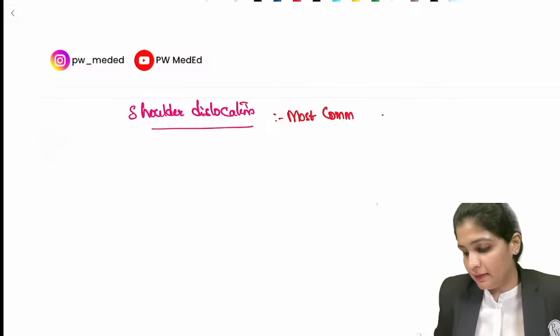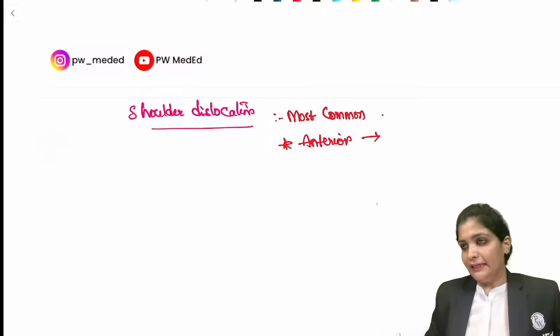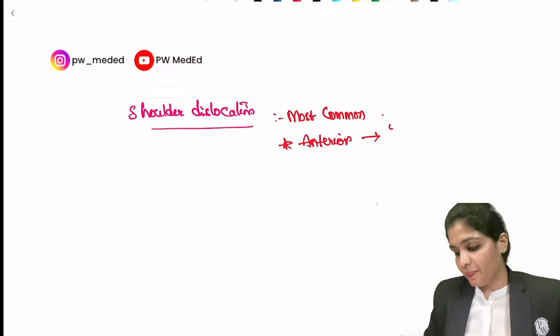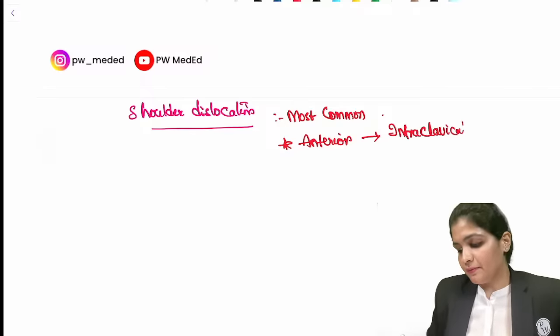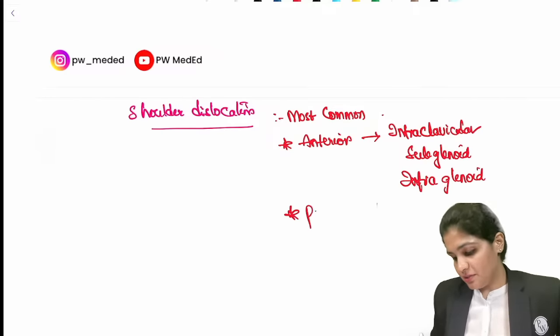And then the most common is nothing but your anterior dislocation. What are the other types which are present? Anteriorly, there are types, that is infraclavicular, subglenoid, and infraglenoid, right? These are types. And then there is posterior dislocation, right?